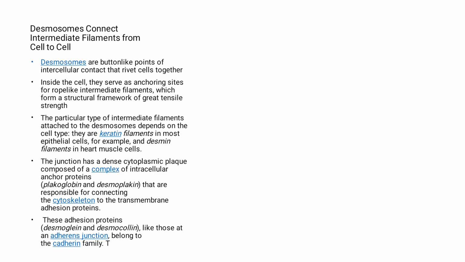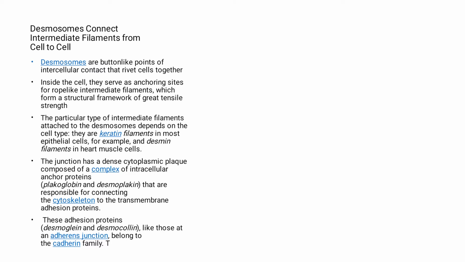Desmosomes connect intermediate filaments from cell to cell. Desmosomes are button-like points of intercellular contact that rivet cells together. Inside the cell, desmosomes serve as anchoring sites for rope-like intermediate filaments, which form a structural framework of great tensile strength. The particular type of intermediate filaments attached to the desmosomes depends on the cell type. They are the keratin filaments in most epithelial cells, for example, and the desmin filaments in heart muscle cells.